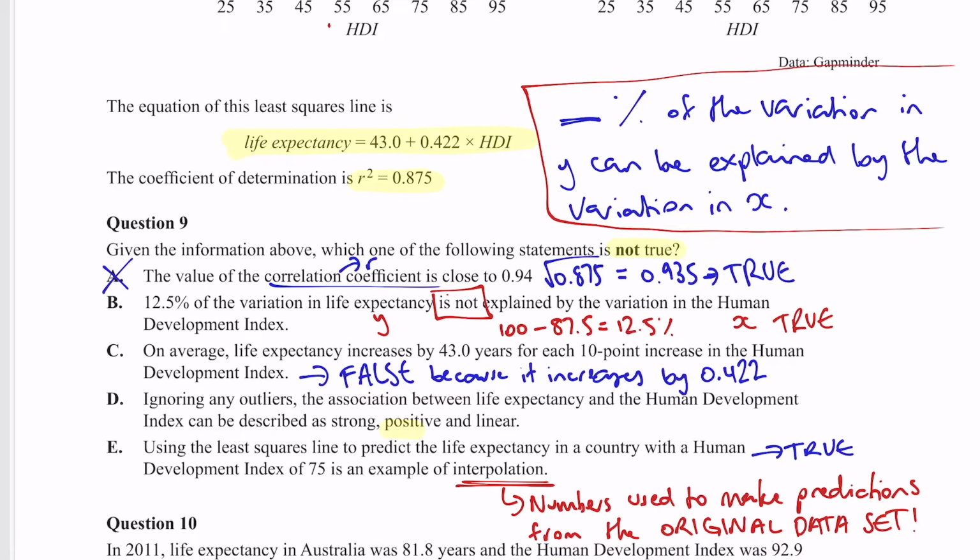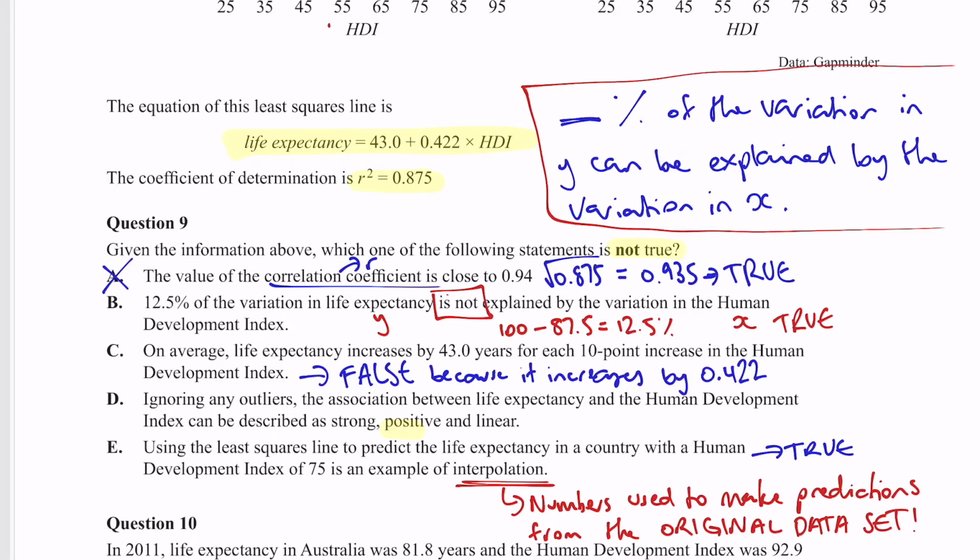Because the correlation coefficient is R, and it's asking us to find R. We have R squared. To find R, we find the square root of R squared, which is the square root of 0.875. And that gives us 0.935. So when rounded, it's equal to 0.94. So therefore A is wrong, because it's true.